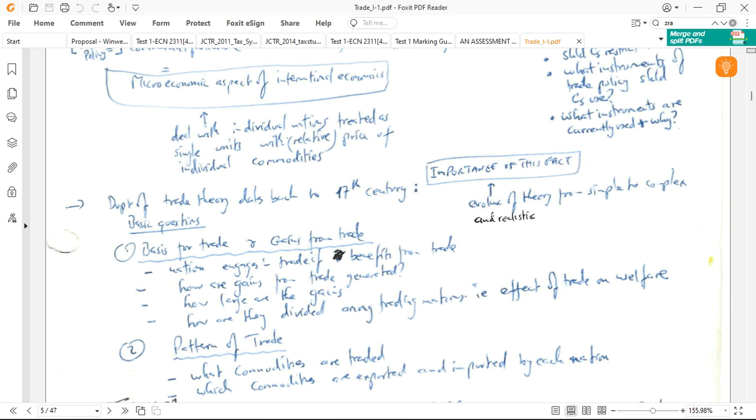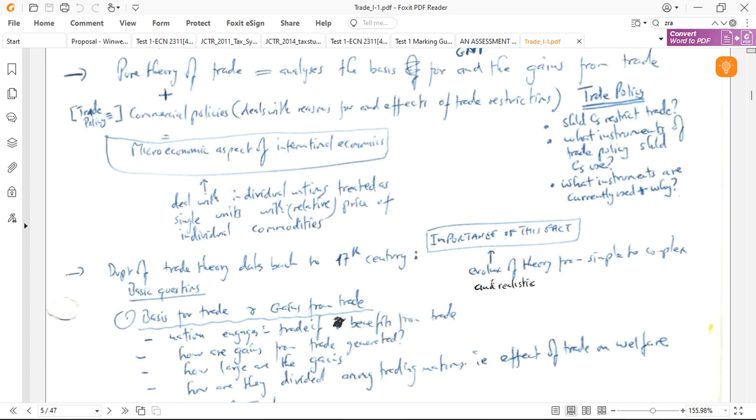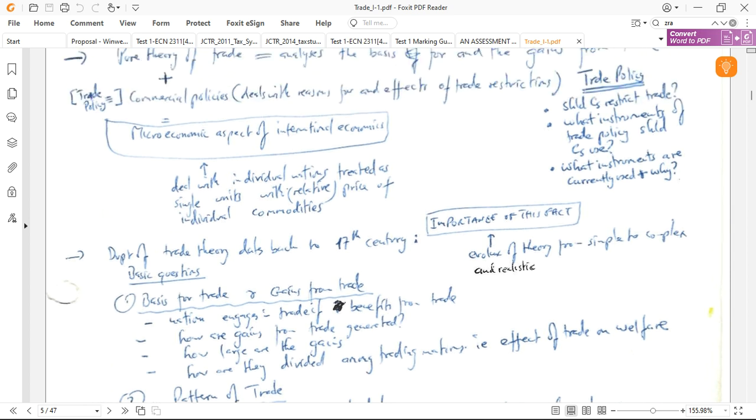So basically, there are three main concepts that we look at in this particular course. There is what we call trade theory, and there's also what we call patterns of trade. There's also what we call trade policy. So we need to understand these three before making any progress.